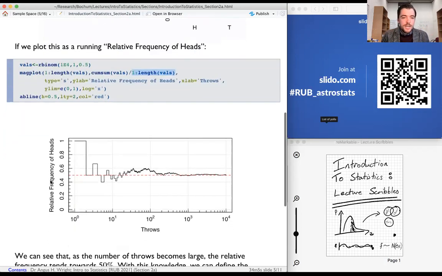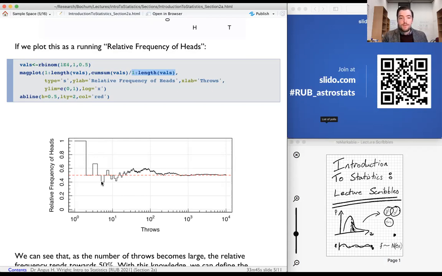If I look at the relative frequency of heads given the number of throws, the first thing I threw was a head, so it starts out at 100%. I then threw a tail, and it went to 50%. I then threw another head, it went to 2/3, another tail, and then another tail, and so it drops below 50%.